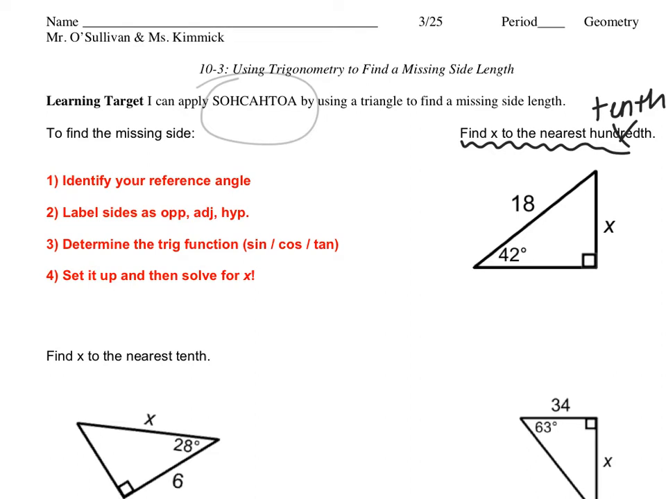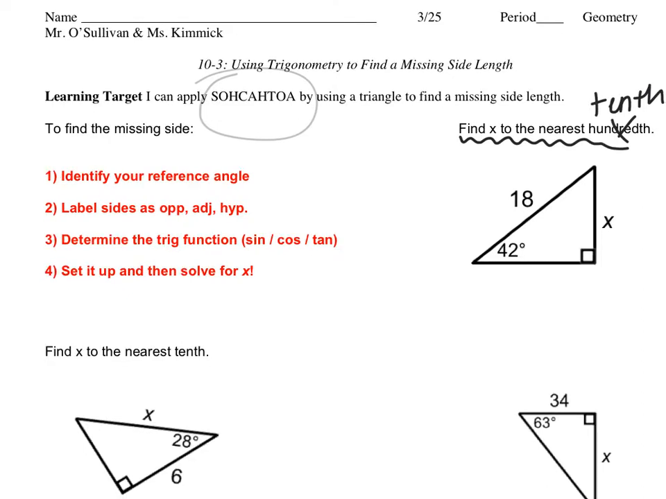In our image, this 42 right here is our reference angle. I'm going to label it in green. That's the easy part. Step 2, and you need to do this for every single problem: label your opposite, your adjacent, and your hypotenuse. The first thing we label is always our hypotenuse, which is across from our right angle. In this situation, 18 is our hypotenuse.